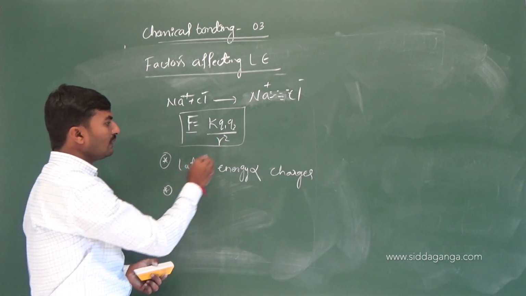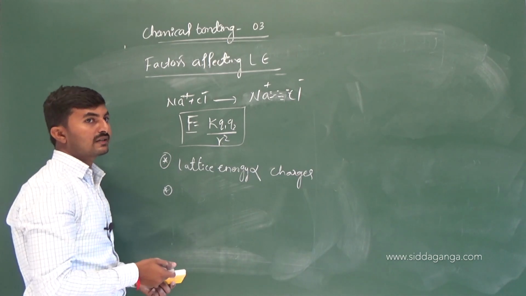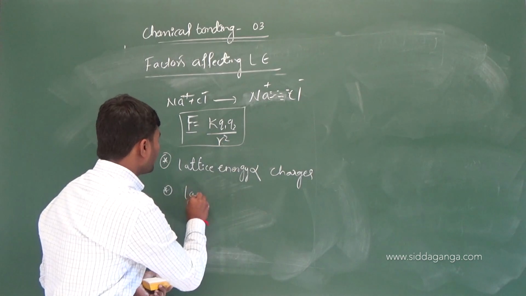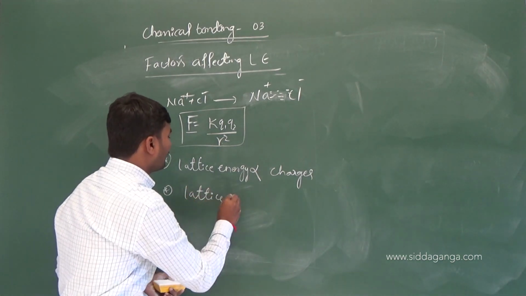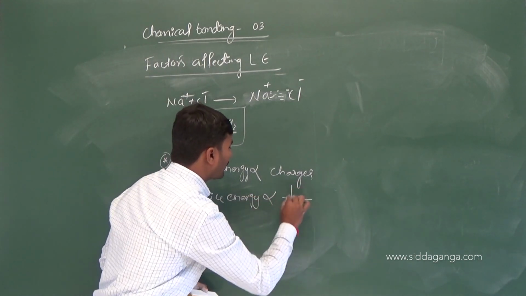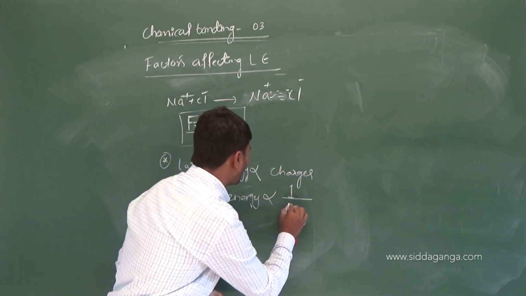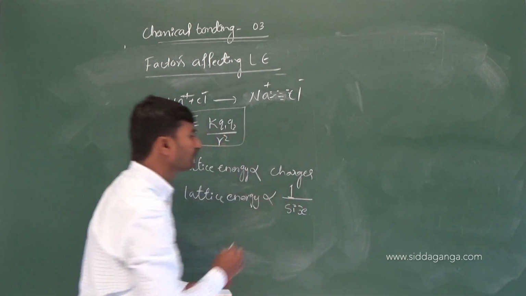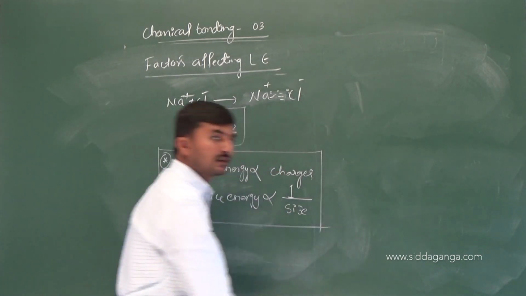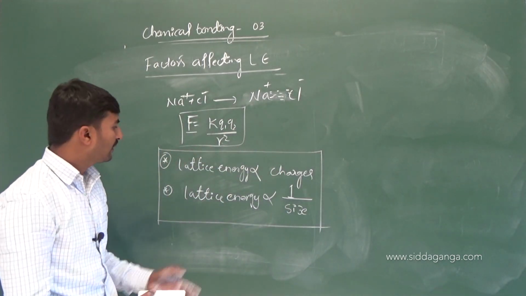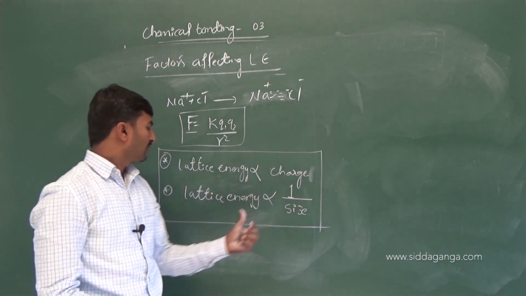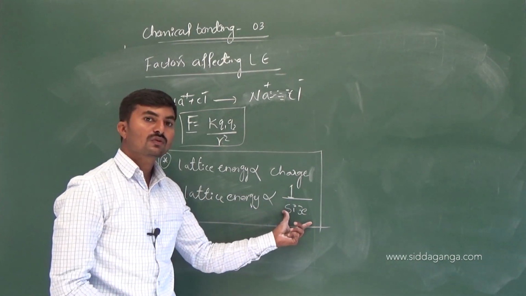Followed by R, which means distance, or we can consider size. Lattice energy is inversely proportional to size. These two things you must remember. Lattice energy is directly proportional to charge and it is inversely proportional to size.